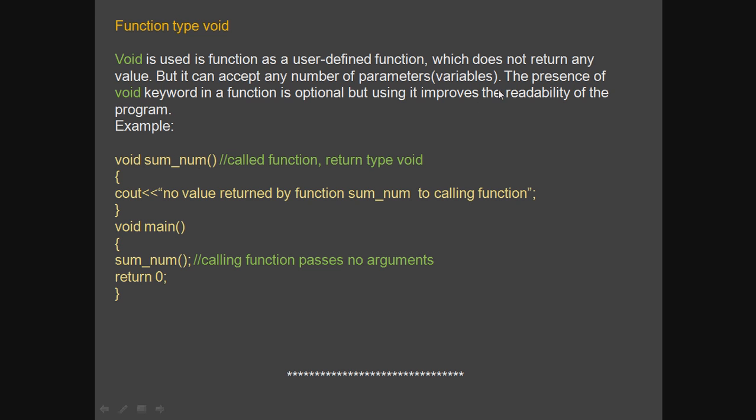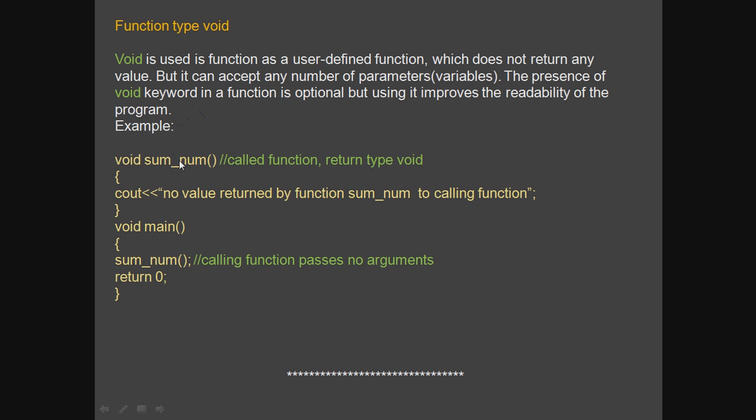Clear? So the presence of the void keyword in a function is optional. But using it improves the readability of the program. Like I've said here, within the parameters, since there's no parameter here, if you want to write void, or if you don't want to write void, it's up to you. But writing it down improves the readability of the program. That is always a good programming practice, to write down the keyword void.